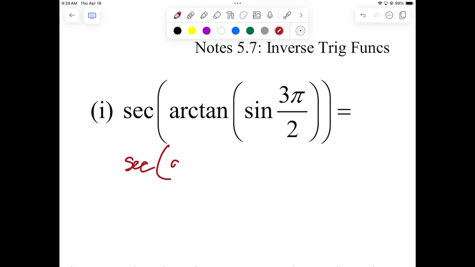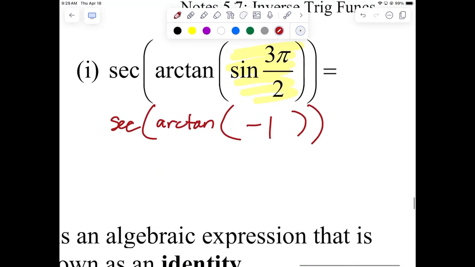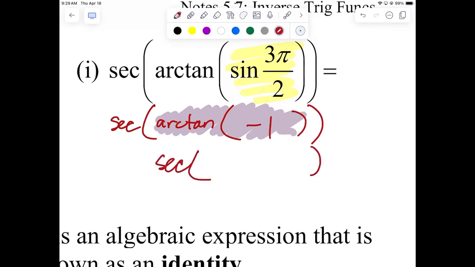So our first bite comes from the sine of 3 pi halves. What's sine of 3 pi halves? Not quite. It's negative 1. Okay, now we take the next delicious bite of the elephant. And the secant is still out there waiting to be eaten. What's arctangent of negative 1?